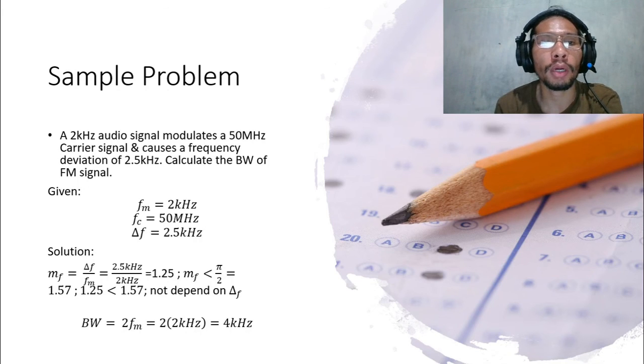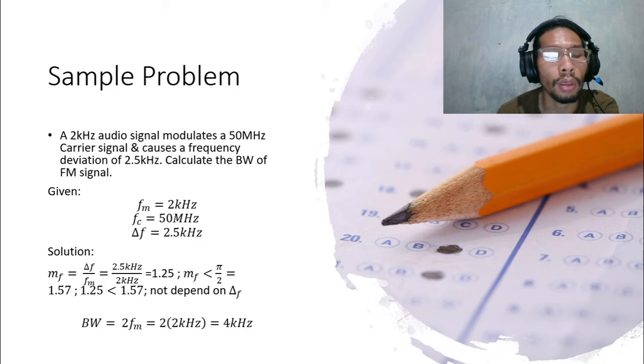For the last problem, for the practical bandwidth: a 2 kilohertz audio signal modulates a 50 megahertz carrier signal and causes a frequency deviation of 2.5 kilohertz. Calculate the bandwidth of the FM signal. So the given parameters are the modulating signal of 2 kilohertz, a carrier frequency of 50 megahertz, and a frequency deviation of 2.5 kilohertz.